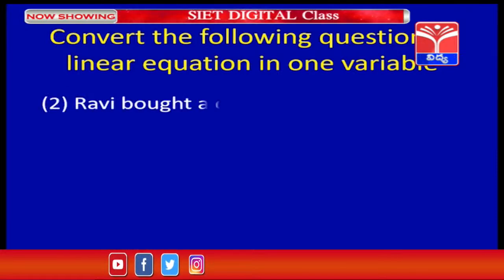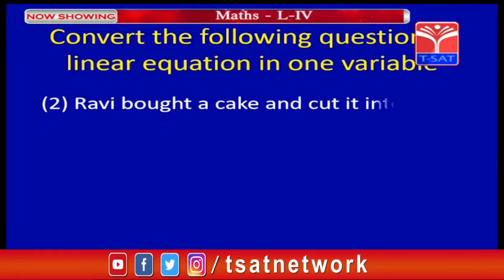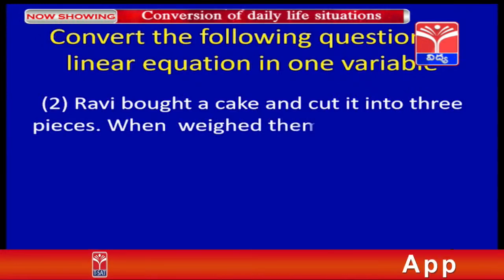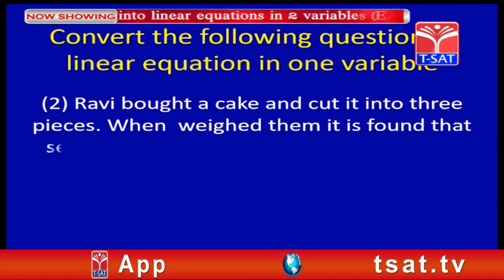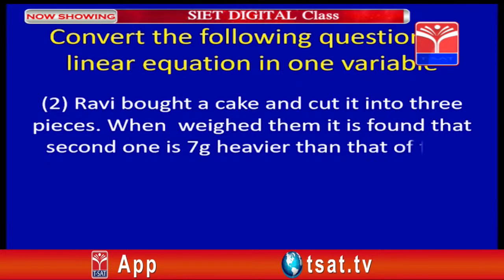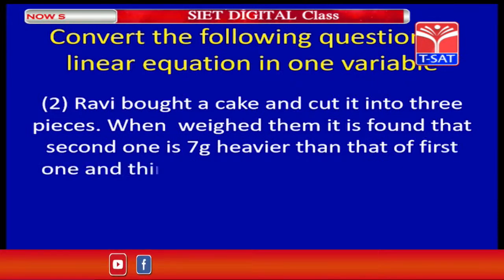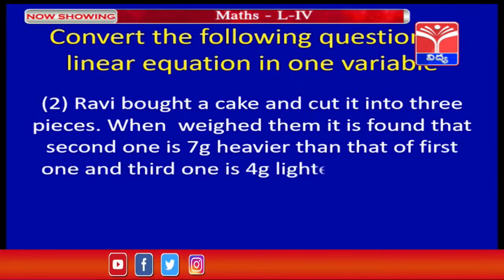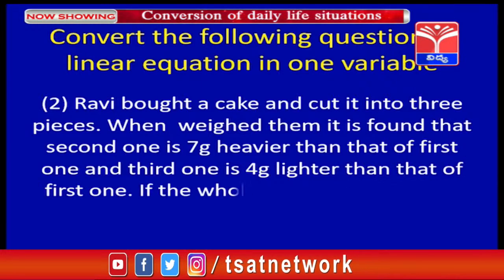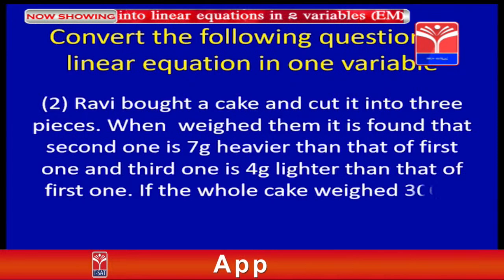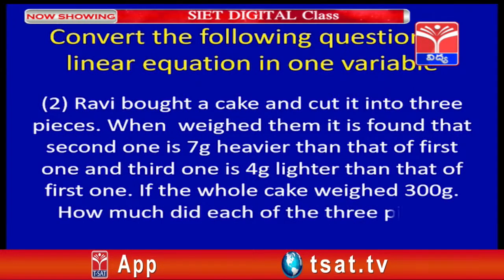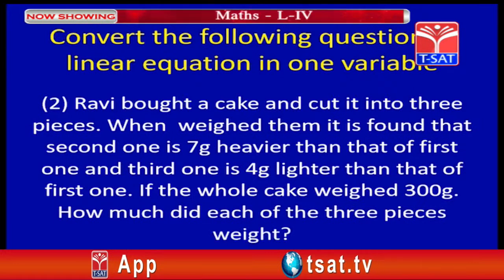Ravi bought a cake and cut it into 3 pieces. When weighed, it is found that the second one is 7 grams heavier than the first one, and the third one is 4 grams lighter than the first one. If the whole cake weighed 300 grams, how much did each of the 3 pieces weigh?